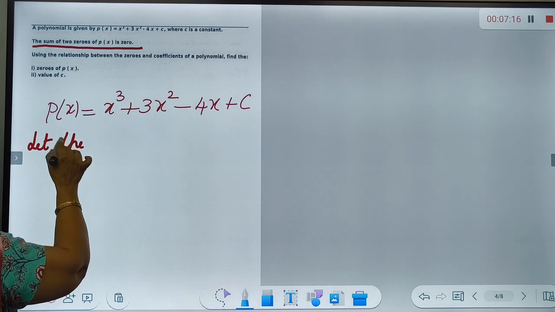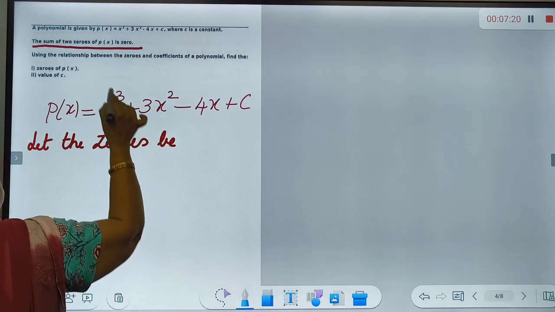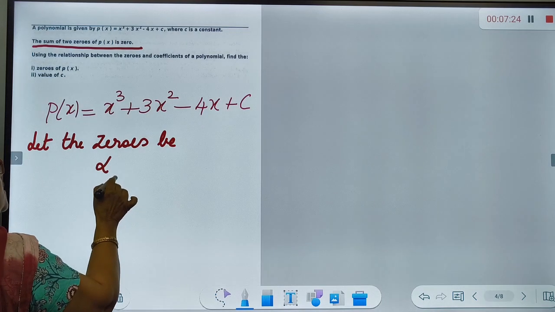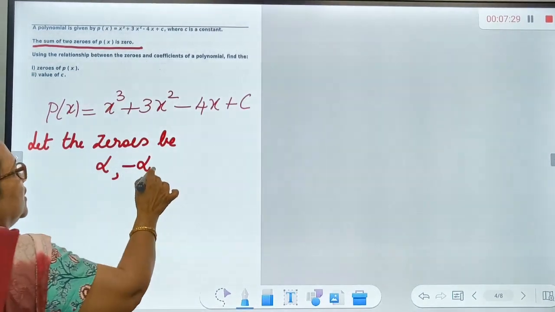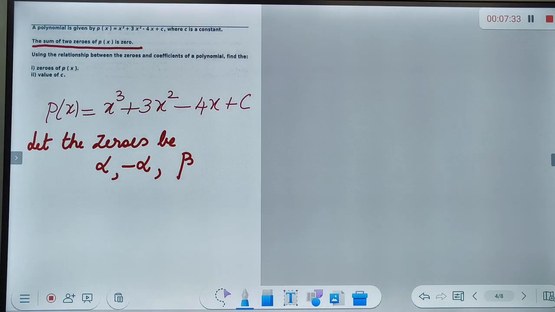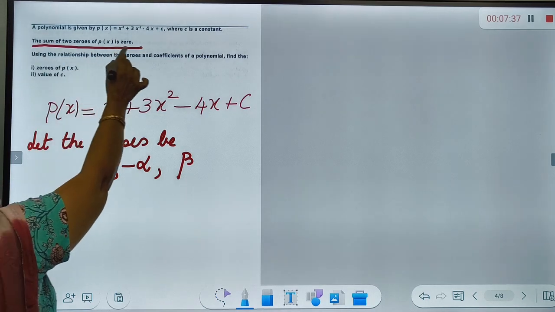Let the zeros be, because sum of the two zeros is 0. If one zero is alpha, another zero will be minus alpha. Third zero, let me call as beta. Why am I writing alpha and minus alpha? Because this is what is given.